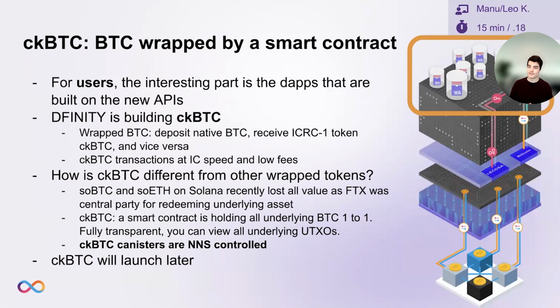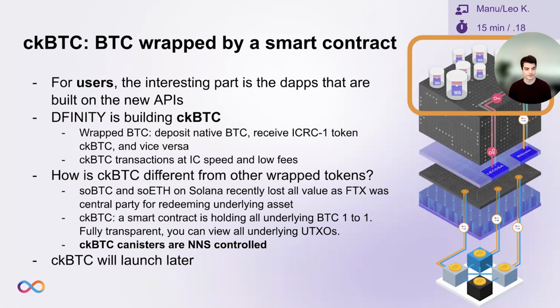In the previous slide, we talked about these lower layers, the technical APIs that developers can make use of. Now we're going to talk about one canister that is user-facing that DFINITY is building. That canister is what we call CKBTC. It stands for Chain Key Bitcoin, and you can think of this as wrapped Bitcoin. You can deposit real Bitcoin, and then you receive an IC native token that follows the token standard ICRC1, and vice versa. You can get your Bitcoins back if you want to give your CKBTCs away.